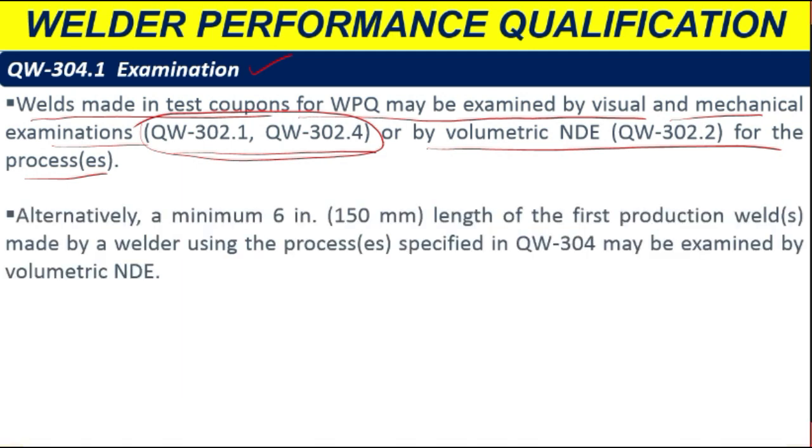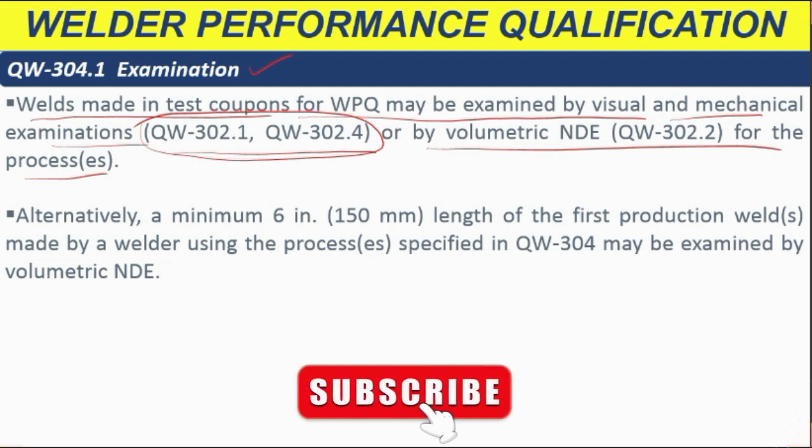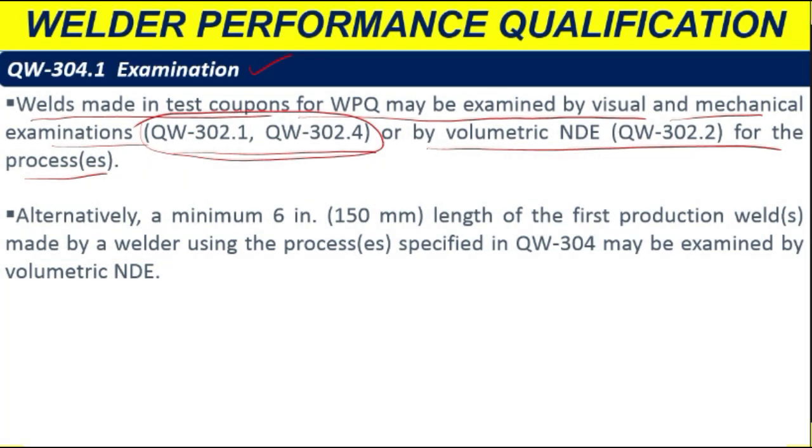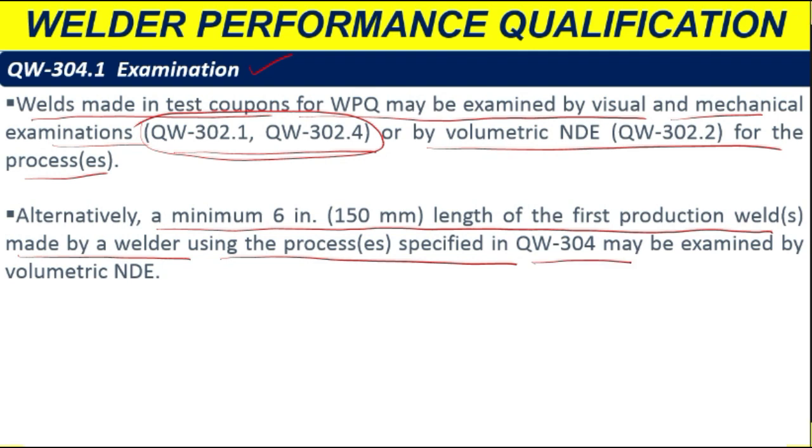And alternatively, this is the most important thing: you finish your welding test coupon and you are qualified as a welder, then the welder will start the production welding. What is the requirement at that time? A minimum 6-inch length of the first production weld made by the welder using the process specified in QW 304 may be examined by volumetric NDE. Means the first 150 mm length of this production weld should go for volumetric NDE first, then he can start the production weld as per the requirement.